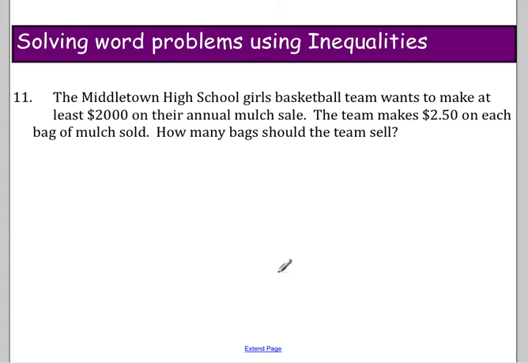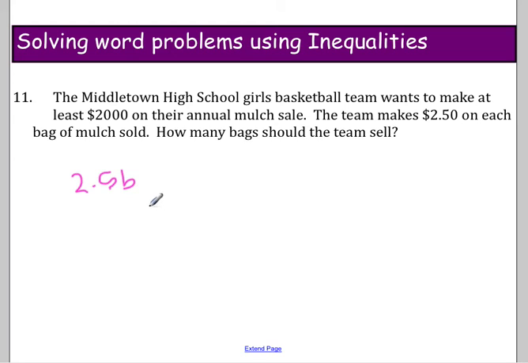And one last problem. The Middleton High School girls basketball team wants to make at least $2,000 on their annual mulch sale. The team makes $2.50 on each bag of mulch sold. How many bags should the team sell? Okay, well, how many should they sell? They make $2.50 per bag sold, so B.